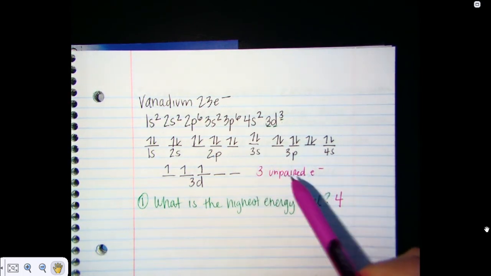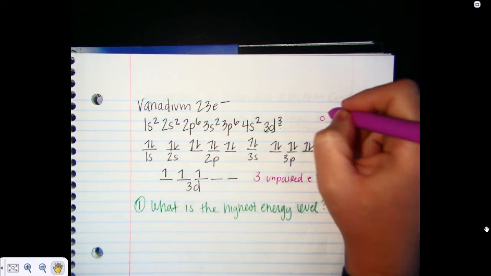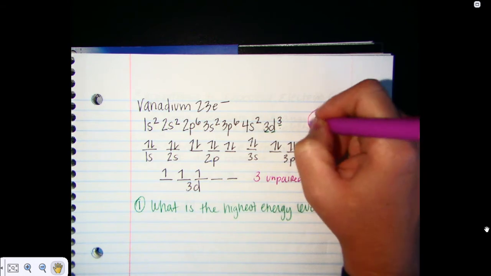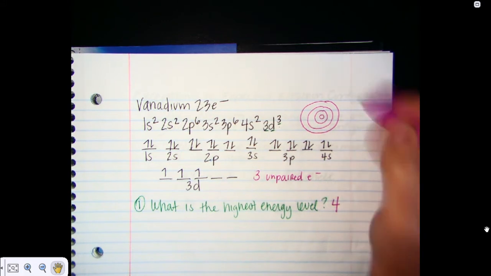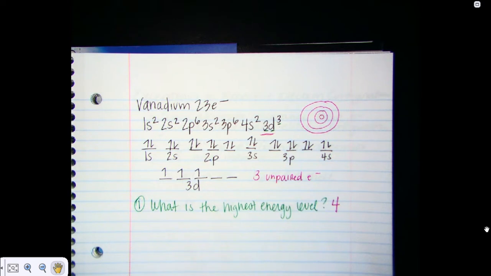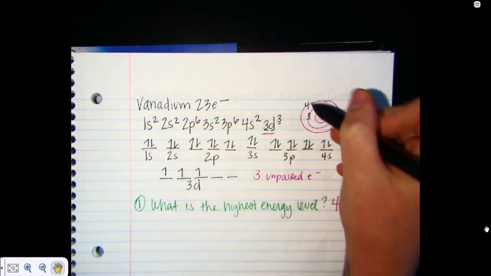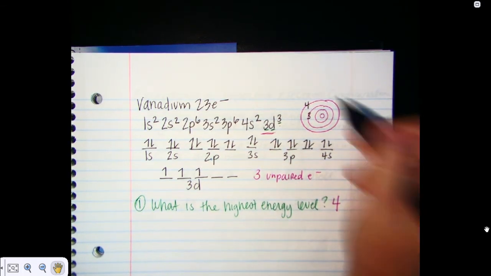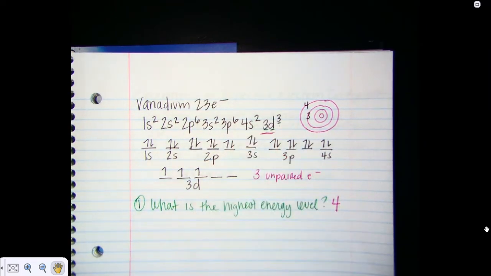Think about these like concentric circles, right? 1, 2, 3, 4, and I could keep going 5, 6, 7. Even though I fill the 3d after, the 4s is still outside of the 3d, right? The 4 is a higher energy level. So even though 4s is written first, it's a bigger number. It's further to the outside. It is a higher energy level.